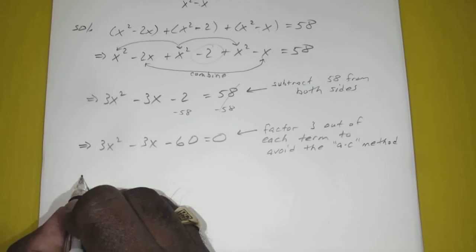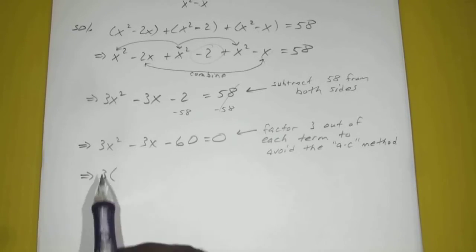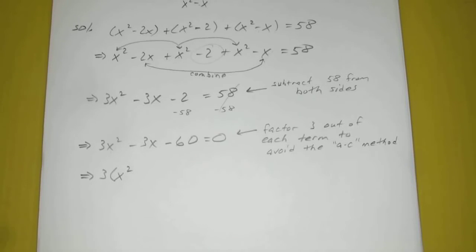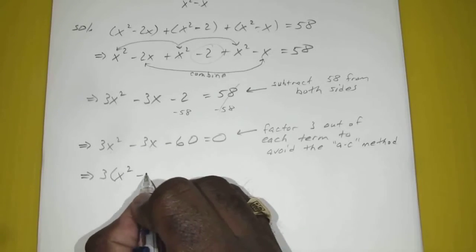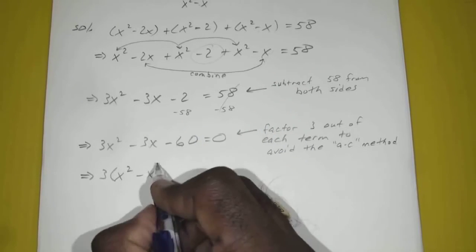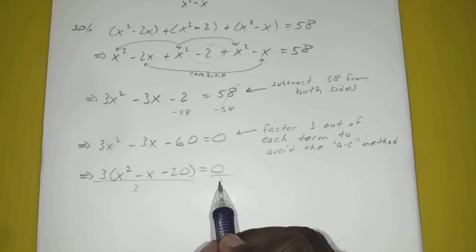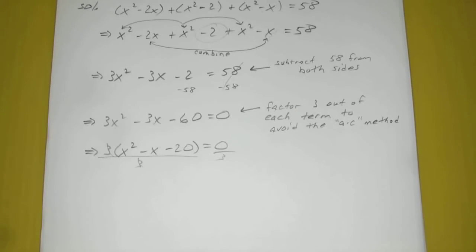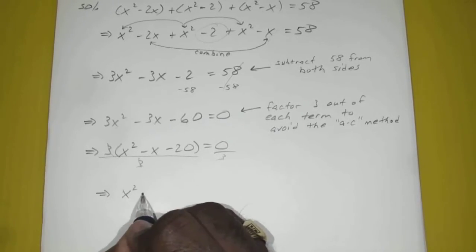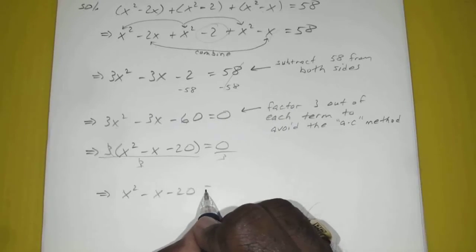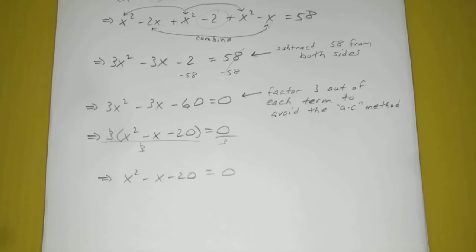Okay, so if we factor out our 3 times x squared gives us 3x squared. 3 times negative x gives us our negative 3x. And 3 times negative 20 gives us our negative 60 equals 0. Since we didn't factor out a variable, we just factored out a number, divide both sides by 3, where those two will cancel out. And we have x squared minus x minus 20 equals 0. Which is a whole lot easier to solve than 3x squared minus 3x minus 60.